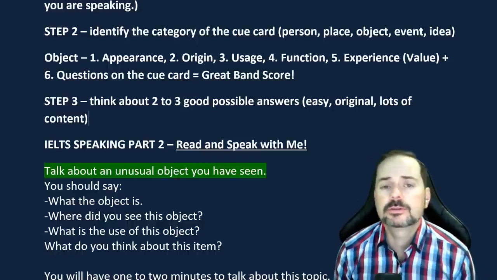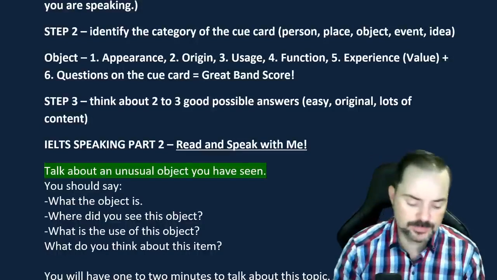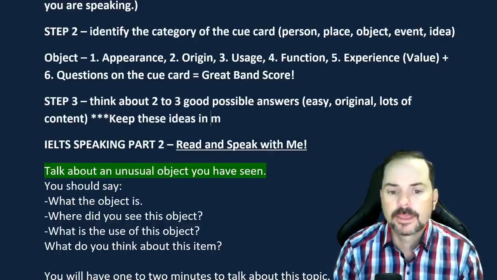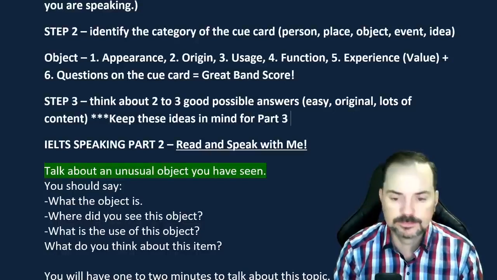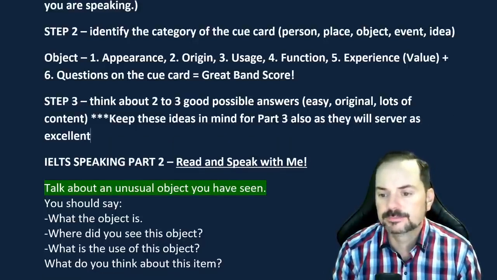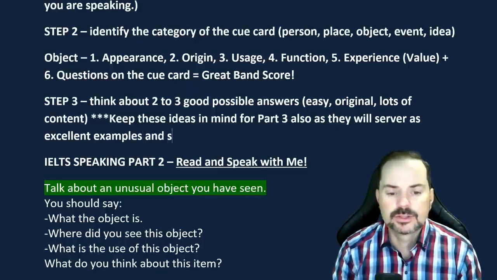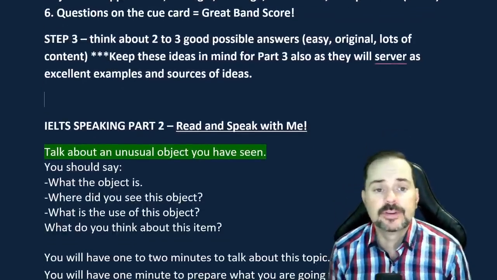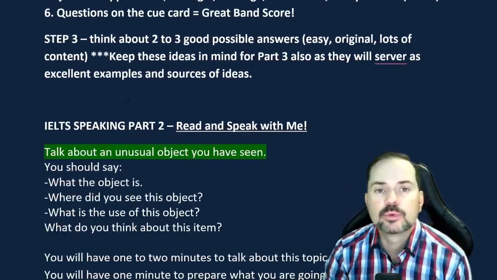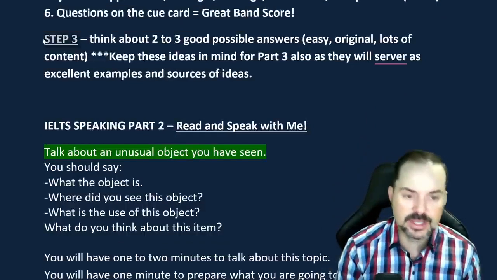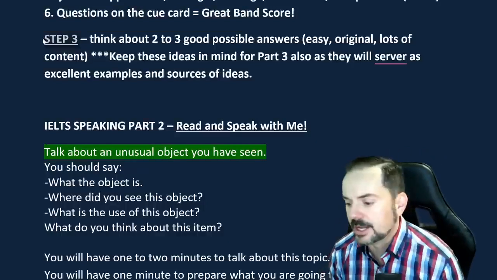Now, your 2 to 3 good ideas will also help you with part 3. So keep these ideas in mind for part 3 also, as they will serve as excellent examples and sources of ideas. So that's why it's very important. If I had to say, I would say that the most important strategy and tip for the entire speaking section is this step 3 that I'm talking to you about right now.